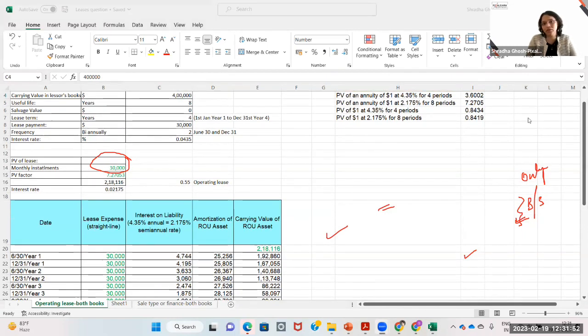Let's see who gives the right answer. What is the depreciation figure in the lessor book? Wrong, Vishnu. Depreciation figure in the lessor's book on 30th of June. I've not got a single right answer till now, guys. Wrong, Anirban.